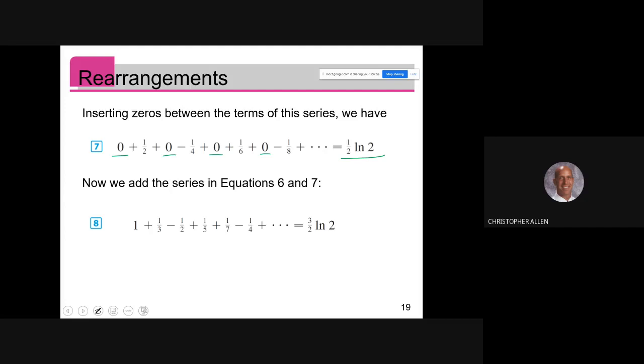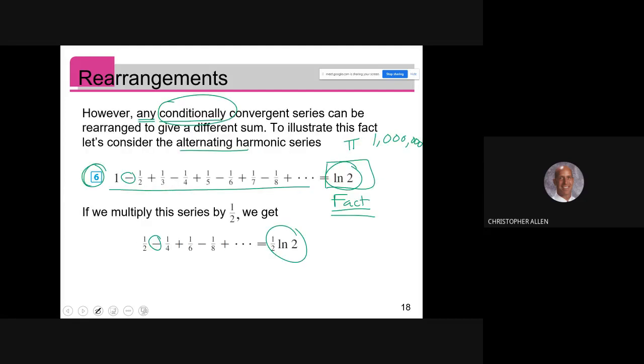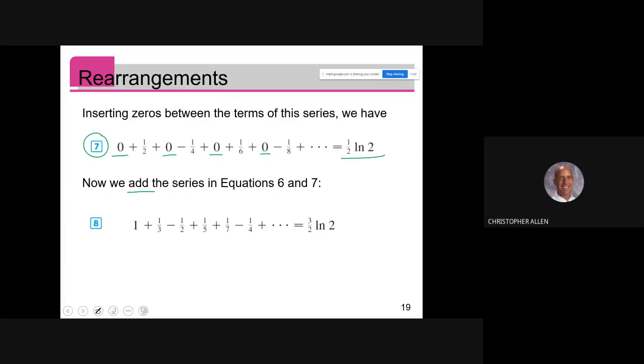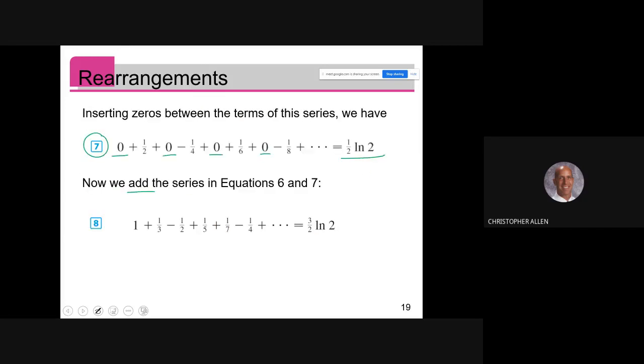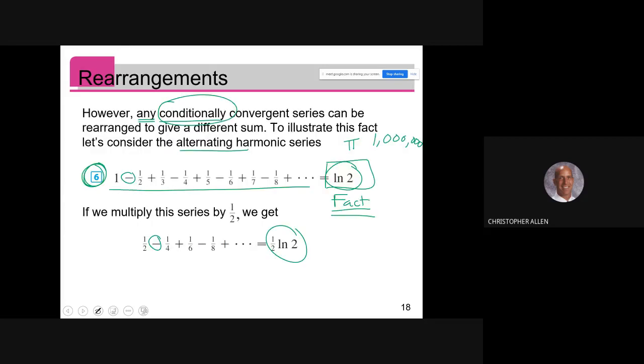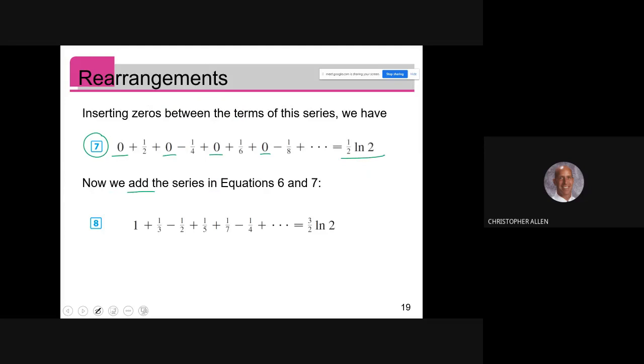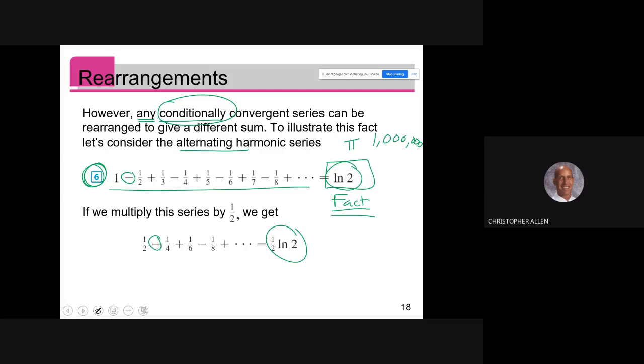Now, we are going to add this equation and this equation. So we are going to do 1 plus 0, which is 1. We are going to do negative 1/2 plus 1/2, which is 1/3. Did I say that? I feel like I didn't say that right. That doesn't sound right. Oh, I got my order wrong, didn't I?